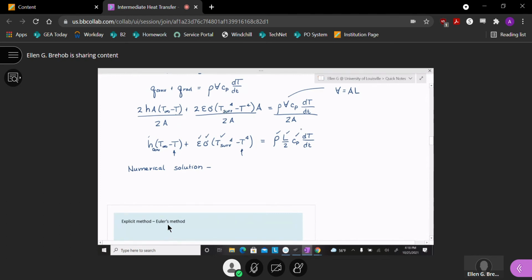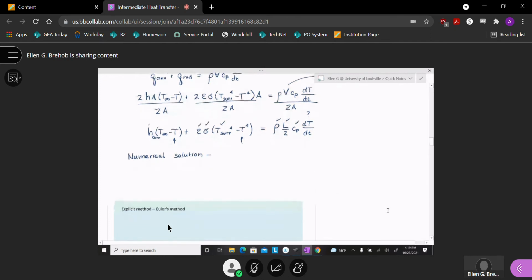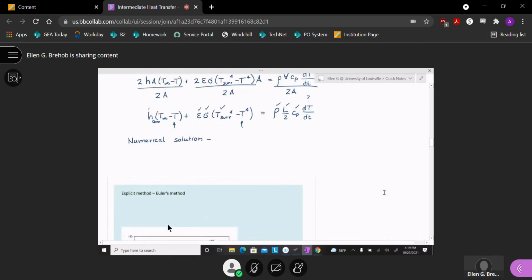So I'm going to make a step in time. So I've got this initial temperature. I can solve for dT/dt, or change in temperature with time, a single unknown in this equation. And then I use that to calculate a new temperature. And I take a bunch of little tiny time steps. So the first one we're talking about is an explicit method, the one that I just talked about. And it's also called the Euler's method.